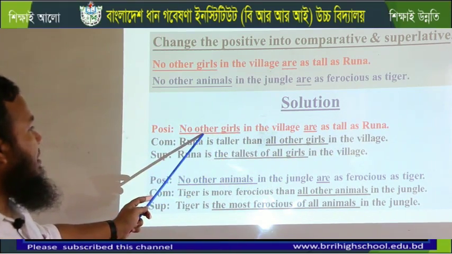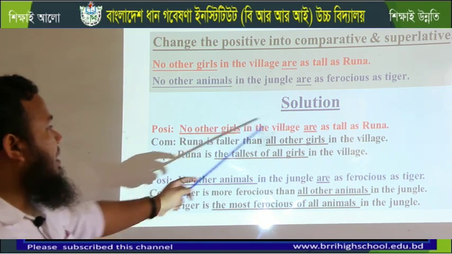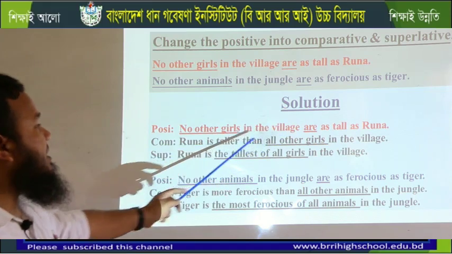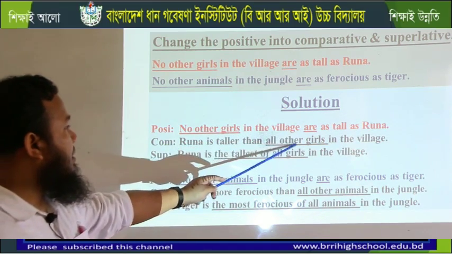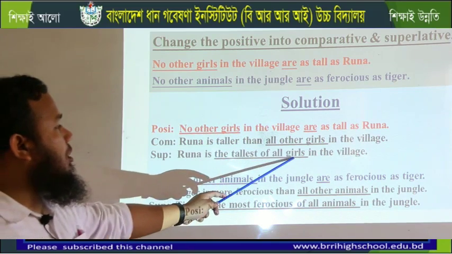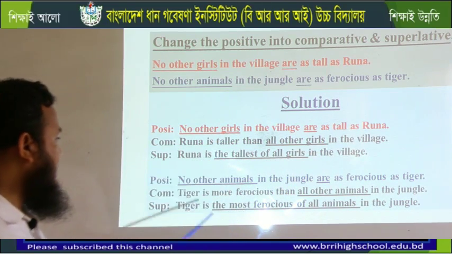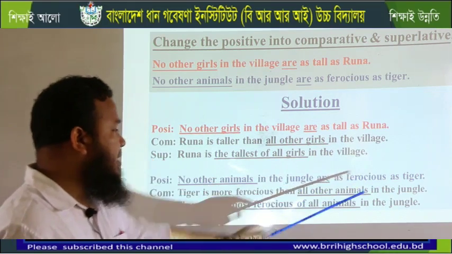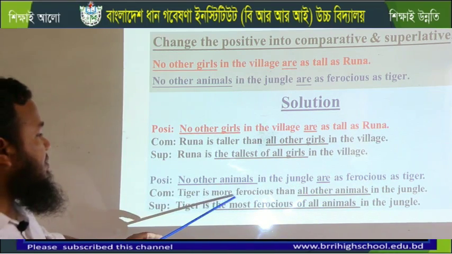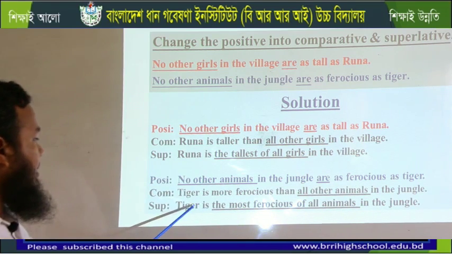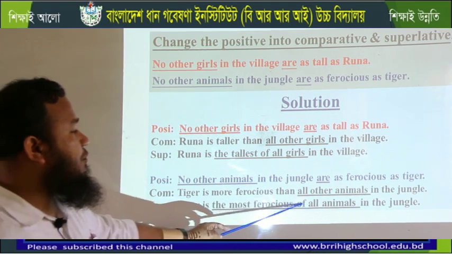Look at those underlined sentences. You have to keep attention to those underlined sentences for better understanding. That is all other girls, no other girls and are, then Runa is the tallest of all girls in the village. Then comes no other animals in the jungle are as ferocious as tiger. Tiger is more ferocious than all other animals in the jungle, and tiger is the most ferocious of all animals in the jungle.